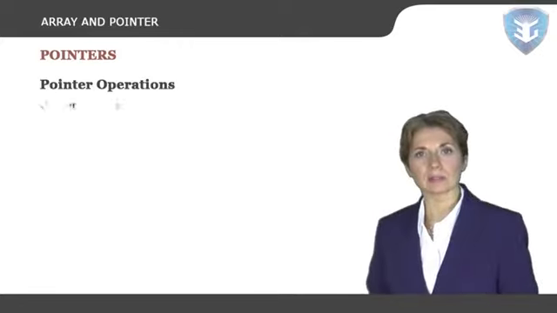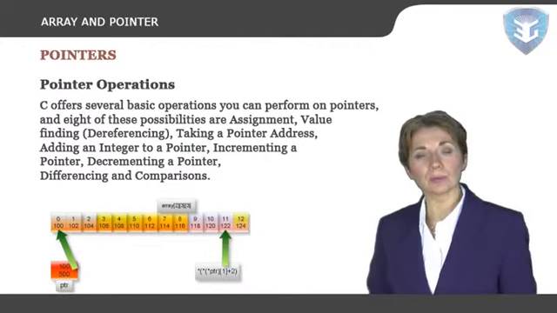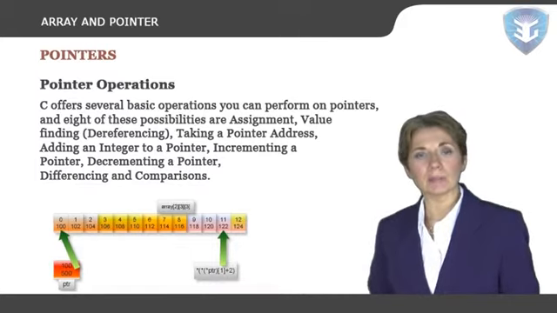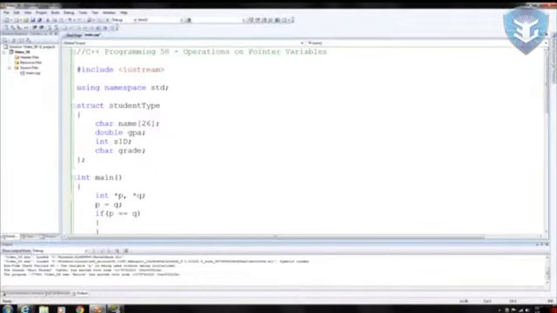Pointer operations. C offers several basic operations you can perform on pointers, and eight of these possibilities are assignment, value finding, dereferencing, taking a pointer address, adding an integer to a pointer, incrementing a pointer, decrementing a pointer, differencing, and comparisons. We're continuing where we left off with operations on pointer variables.